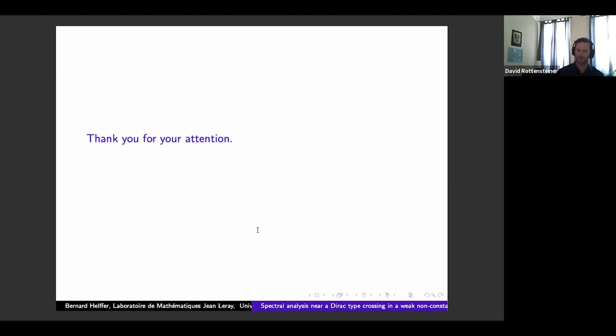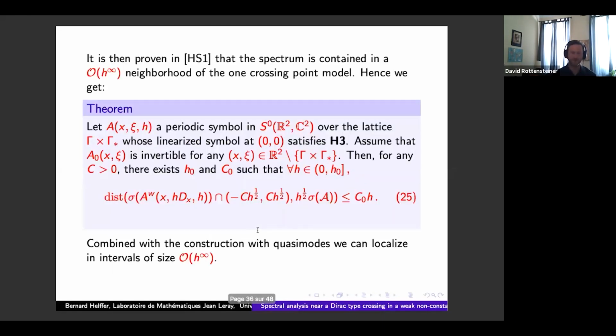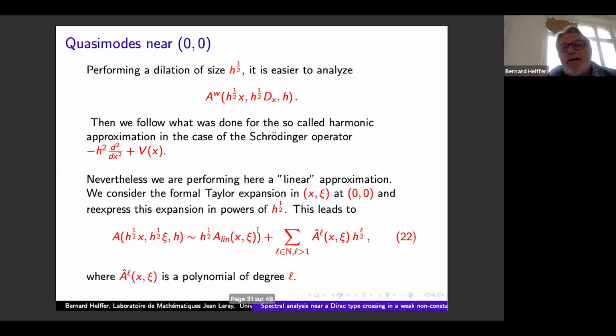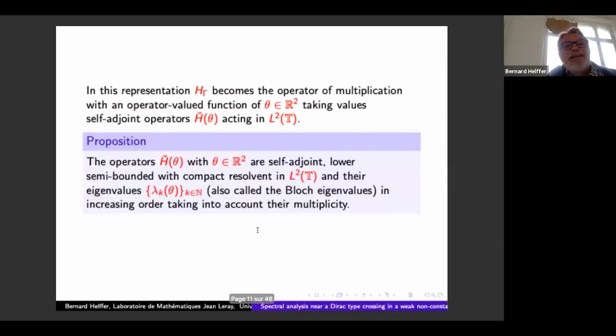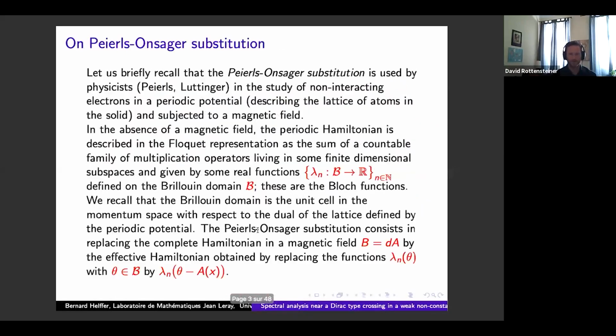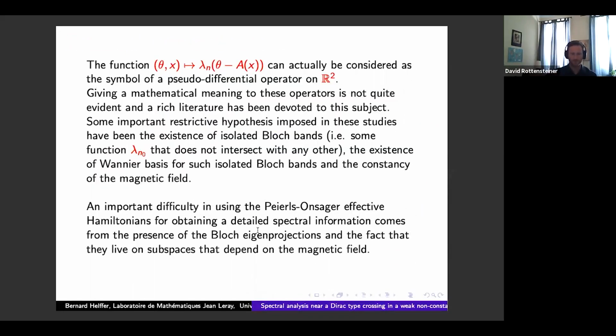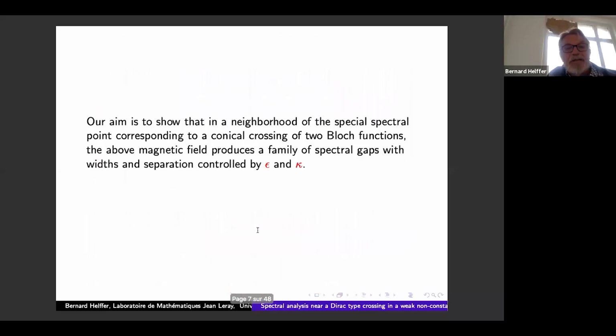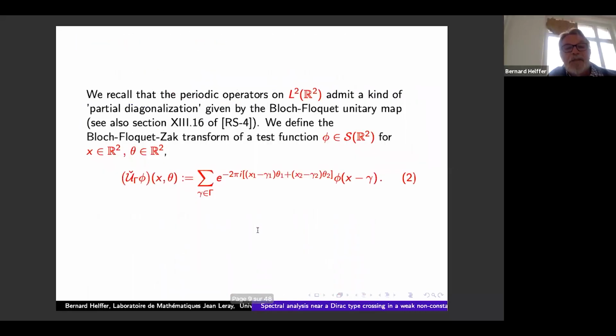Okay, maybe I would like to ask a question if I may. Could you go back more or less to the beginning where you had these discretized shifts and frequency shifts? This operator, gamma. I suppose this is some sort of a projective representation of a discrete Heisenberg group, I guess, right?